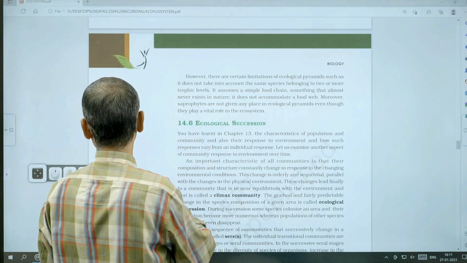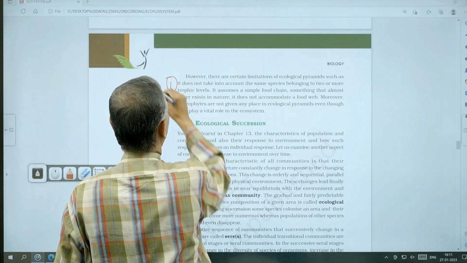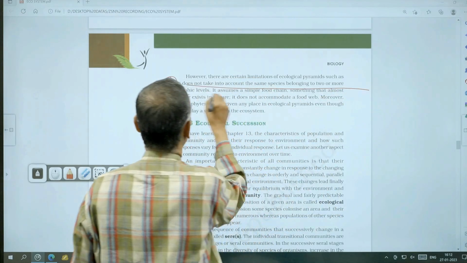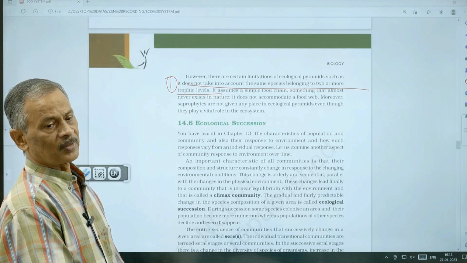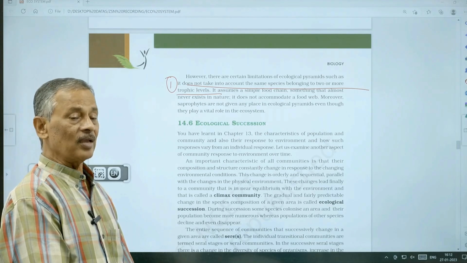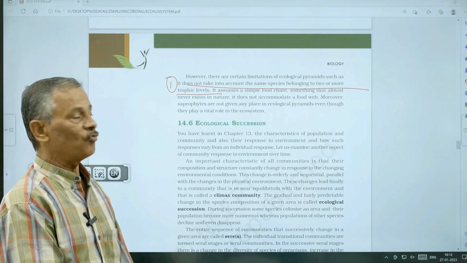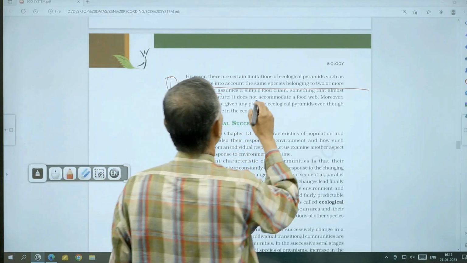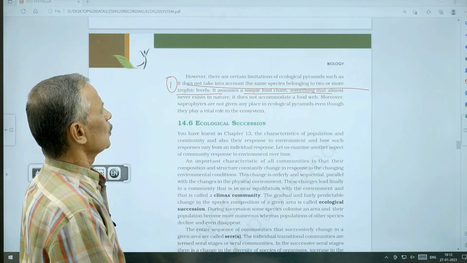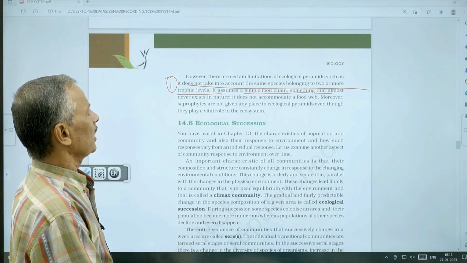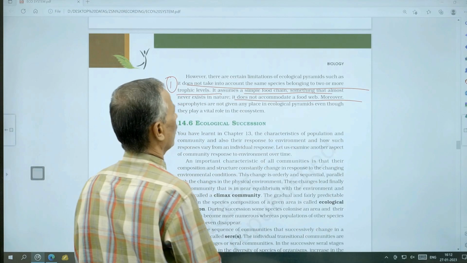it does not take into account that an organism can occupy two or more trophic levels, because it is simply made up of food chains, and never considers that the same organism can occupy more than one trophic level. So it is not based upon a food web. In nature, food chains never exist. It is only food webs that exist in nature. It does not accommodate a food web.